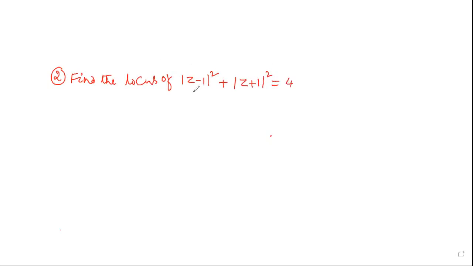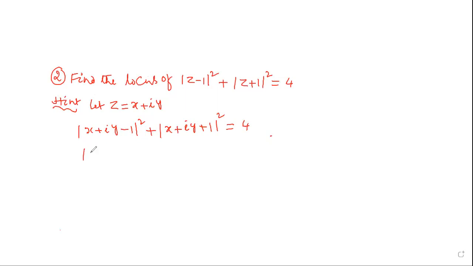It is a locus problem, which means immediately the locus point is x + iy. Please take Z = x + iy. Z is always the symbol of a complex number, and here Z is the symbol of the locus point. Now write down: |x + iy - 1|² + |x + iy + 1|² = 4.